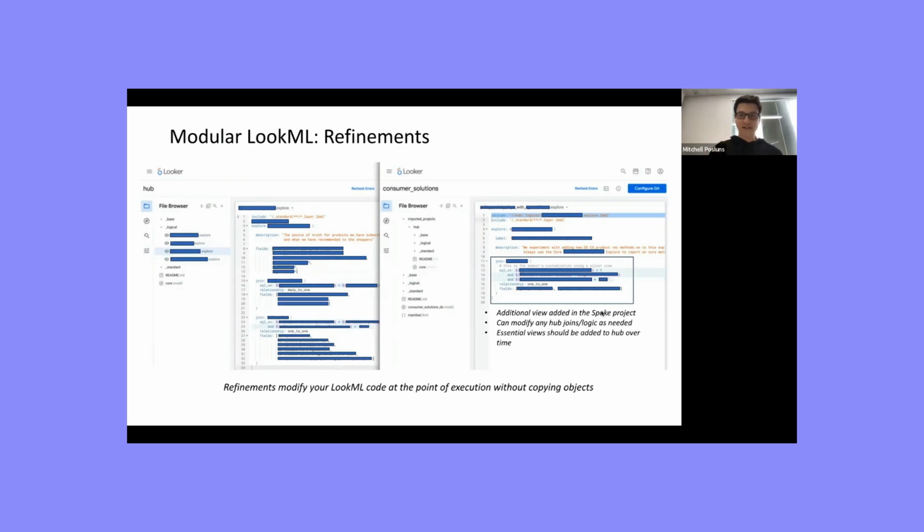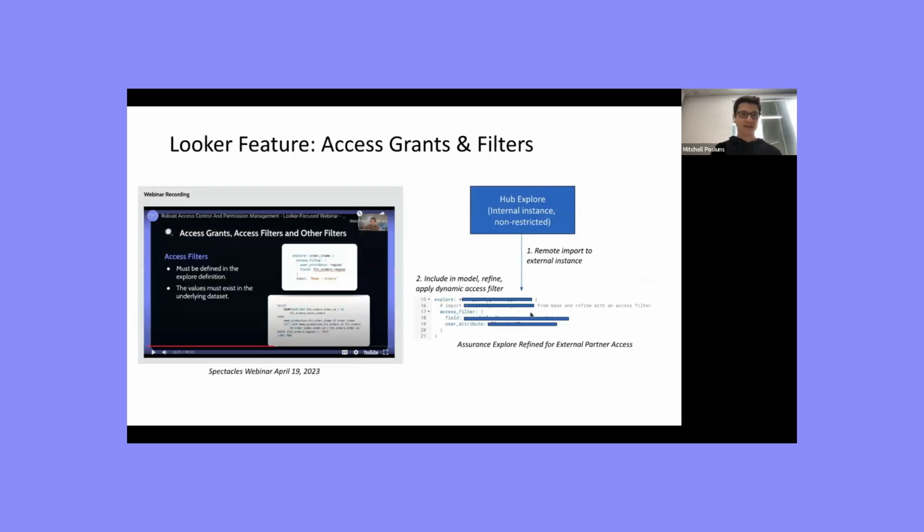So refinements, very, very key. And one last feature that I wanted to share with the group, it kind of builds on refinements, is access grants and filters. If you're going to be personalizing and modifying data for specific user groups or use cases, you'll definitely want to ensure that it's secure and authorized. So Dylan last month actually did a Spectacles webinar about access grants. If you wanted to learn more about those, definitely recommend that.